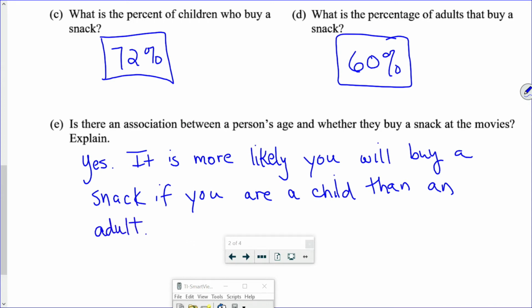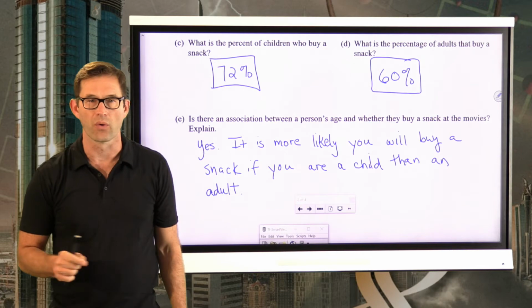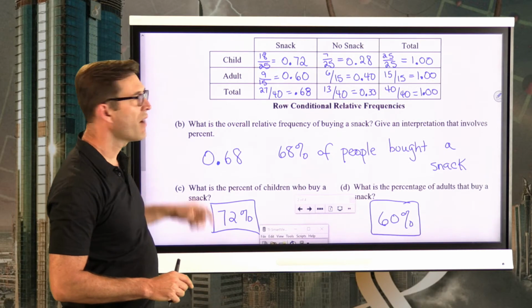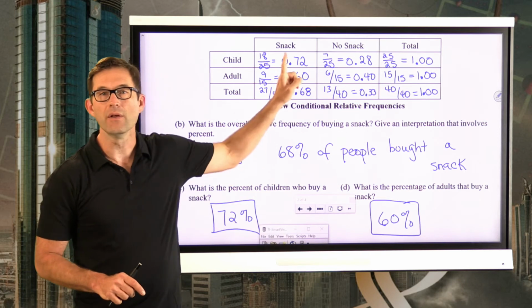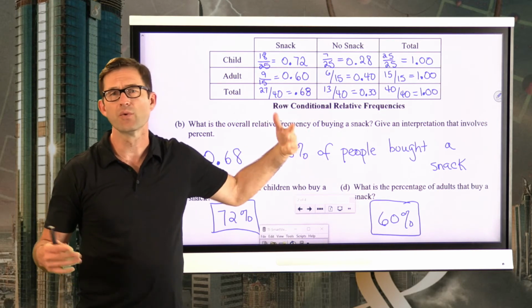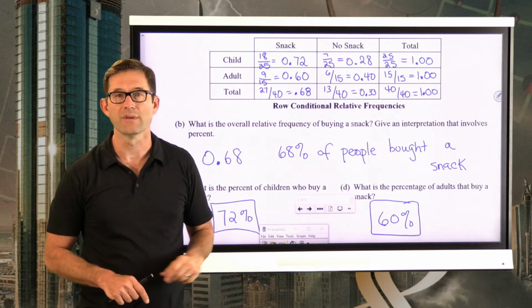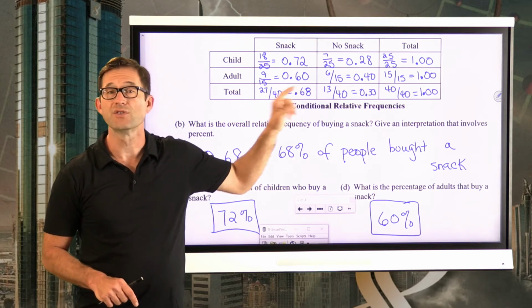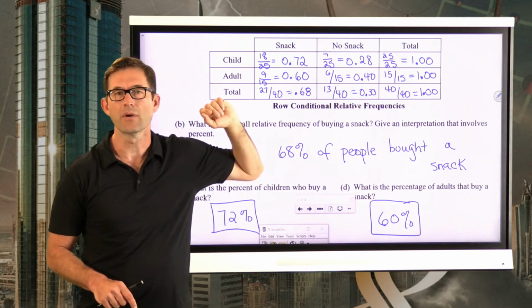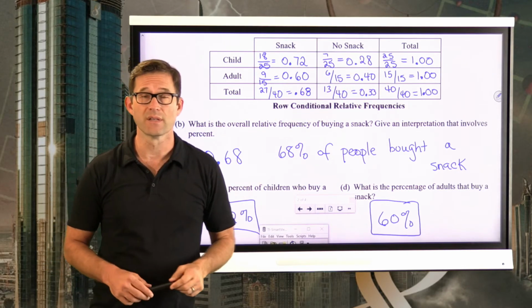That's what's awesome about dividing by those row totals, right? And basically it kind of boils down to this. When we divide by a row total, if we look at this and we look at this and they're roughly the same, then there's really no association between the categories. On the other hand, if we look at these two and they're quite different, then we can say that there is an association.